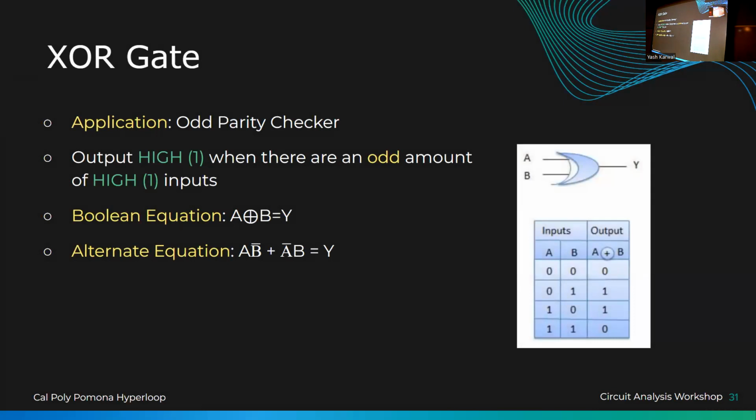Yes. And Maggie, do you want to explain the parity checker? Okay. Odd parity checker is a detector for an odd number of inputs. So you can have multiple input XOR gates. Basically, the number of ones in the input will determine if the output is 1. If it's an odd number of ones, then the output will be a 1. If it's an even number of ones, the output will be 0 for XOR.